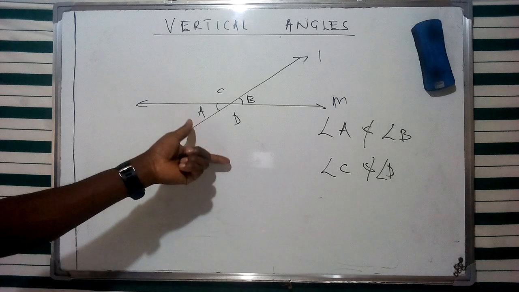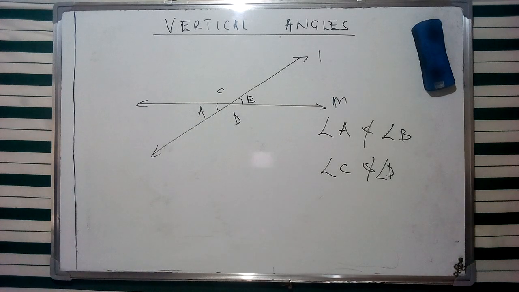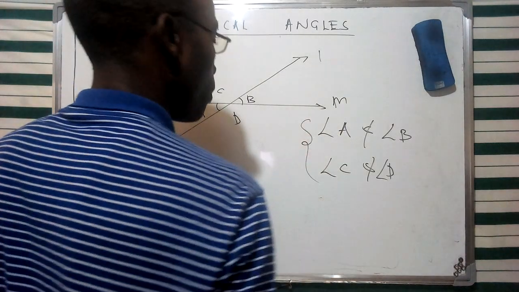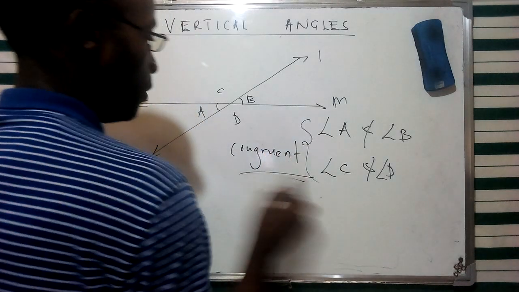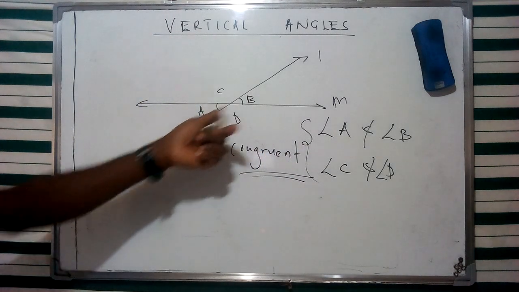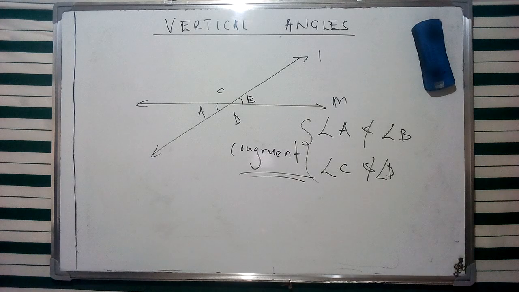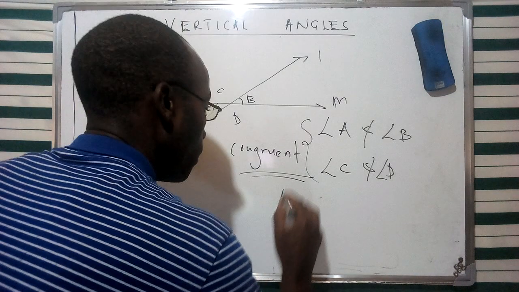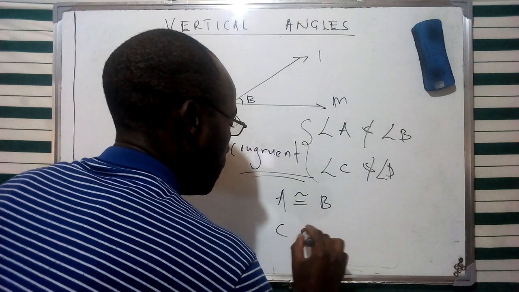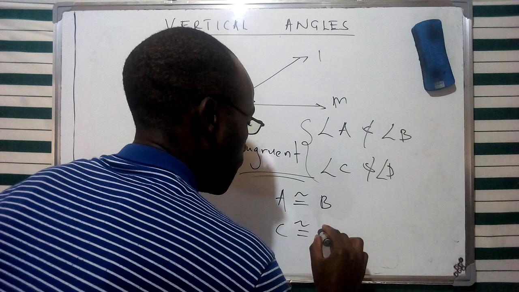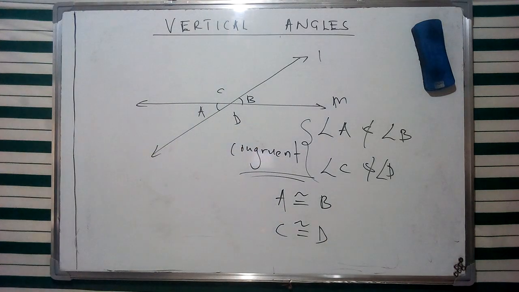Therefore, vertical angles are angles formed by the intersection of two lines, and these angles are congruent. We mentioned the concept of congruency in our previous videos, which refers to the same amount of degrees, so A is equivalent to B in terms of angle. Therefore, we can refer to angle A as congruent to angle B, and angle C as congruent to angle D.